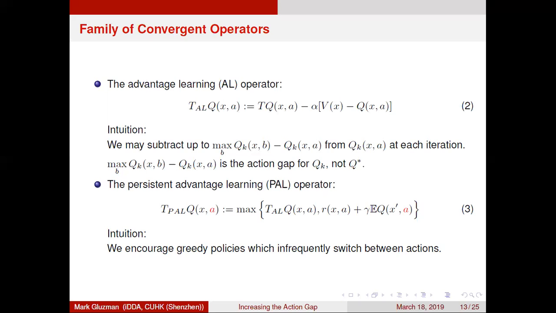Basically, the authors claim that this is the first time in the literature that they use operators without a contraction or non-expansion property, and still were able to prove that they converge to something meaningful and with good properties. So the intuition behind this, as I mentioned, is that we will subtract this action gap from the suboptimal actions.